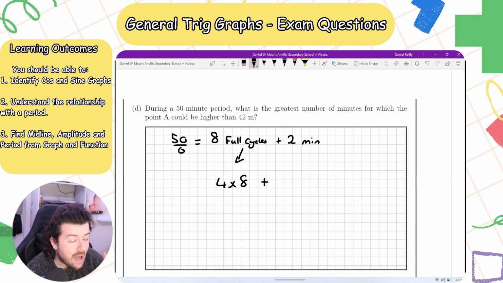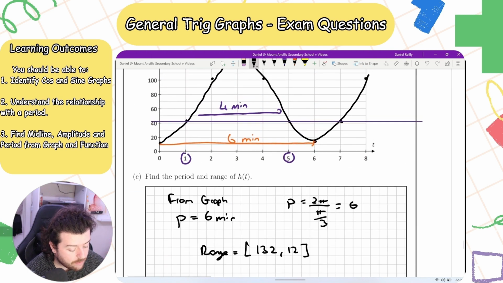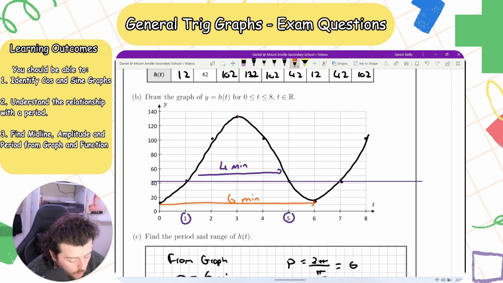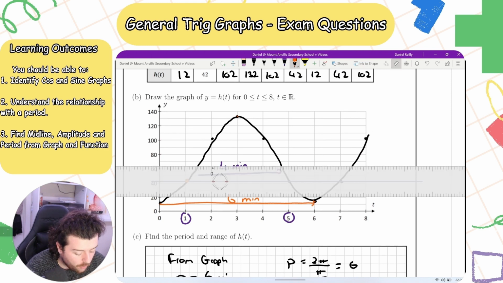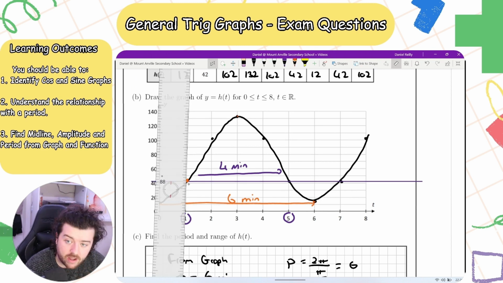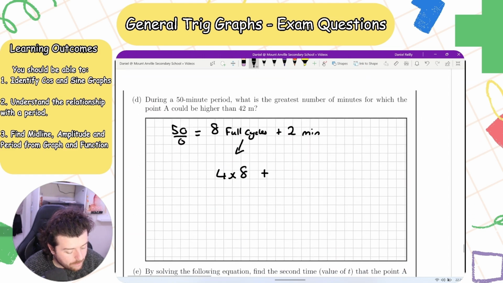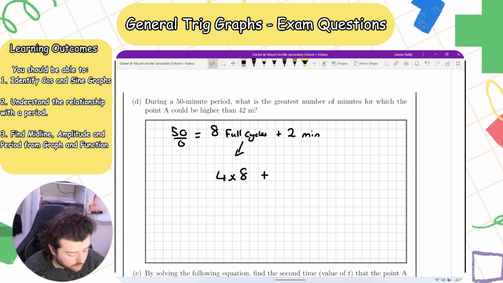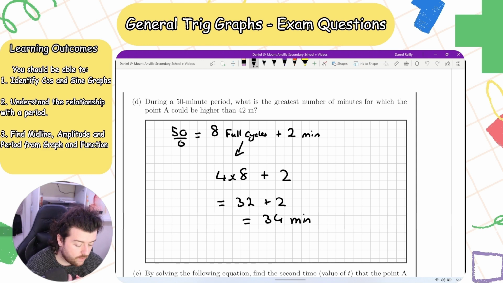Now, if we're looking at the maximum possible time it could be, what if he started observing at this point right here? Well, I could say he was then above 42 for the full 2 extra minutes. So it's asking for the greatest number of minutes, so I'm going to add those 2 minutes on. So 32 plus 2 is going to equal 34 minutes. 34 minutes, possibly above 42.